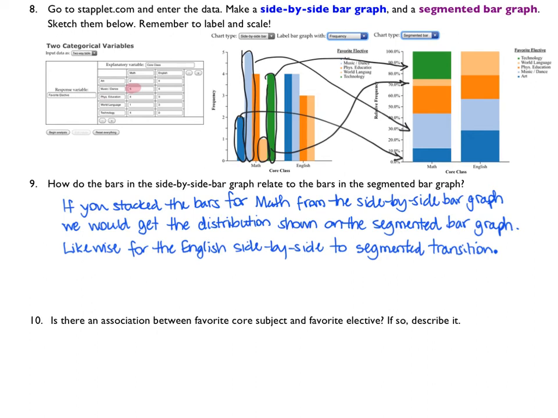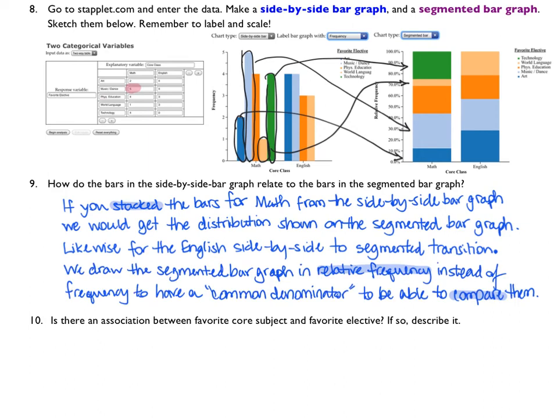And if we don't have the same number of individuals represented for math favorite core class and English favorite core class people, then our 2 segmented bar graphs would have a different total height. We don't want that. We want to be able to compare them, and the only way we can do that is to find the common denominator of percent.